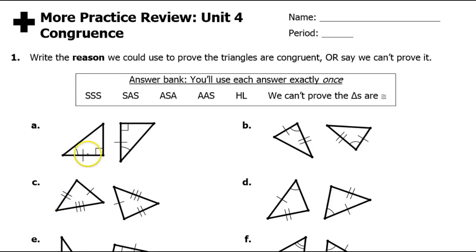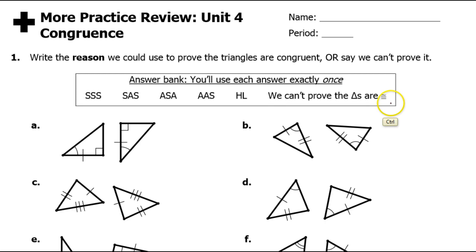In this video, we will review what it takes to prove triangles congruent. Perhaps you remember that there are 5 ways that you can prove triangles congruent: side, side, side; side, angle, side; angle, side, angle; angle, angle, side; or hypotenuse leg.